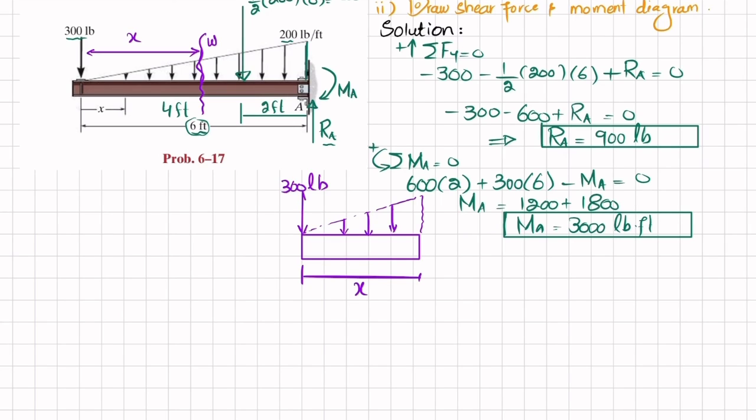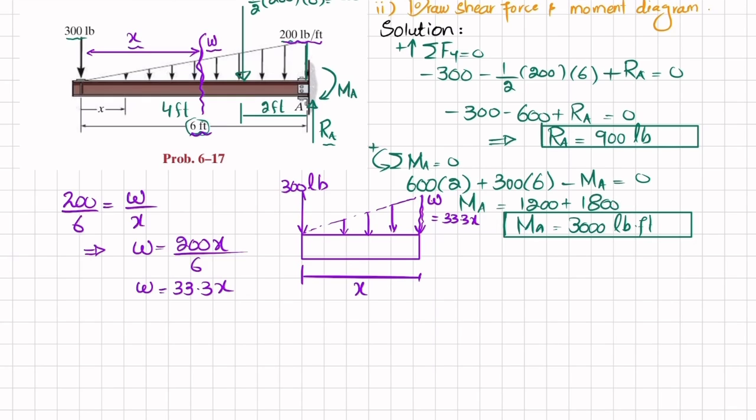What will be the W value? For that, I will take 200, this value, divided by the whole length, which is 6 feet, and it is equal to W divided by the length, which is x. Because these are two similar triangles, you can see one triangle is this one, and the second one is this one. So by taking the ratio of their sides, we will find this W. So W will be equal to 200 into x divided by 6, and that will be equal to 33.3x. So this will be the magnitude of this W at this point.